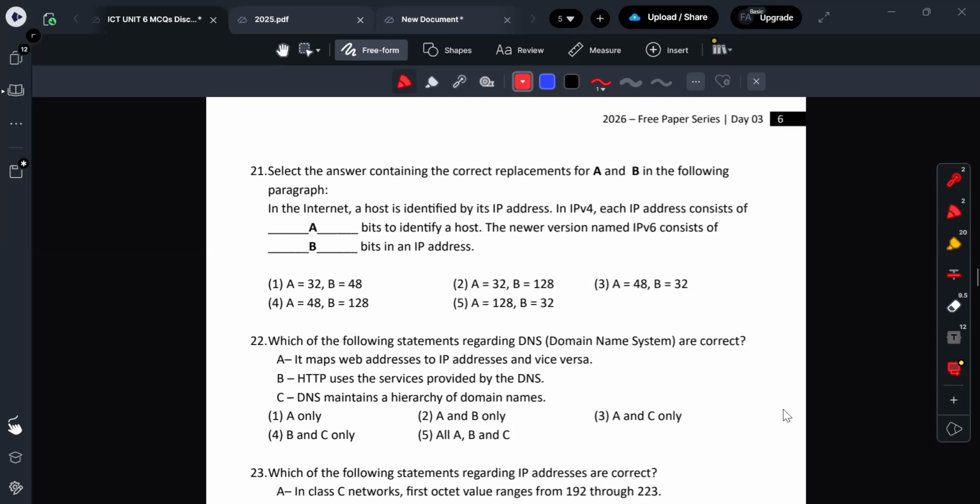So option 1, let's see. It says A is 32, but B is 48. That is wrong. Which address has 48 bits? The MAC address. So that is wrong. A is 32, B is 128. This is correct. IPv6, Internet Protocol version 6, was developed to replace IPv4 and uses a 128-bit address scheme, so it provides a larger number of addresses. Again, option number 3, 48 is the MAC address, not IPv4. This is also wrong. So the answer is 2.